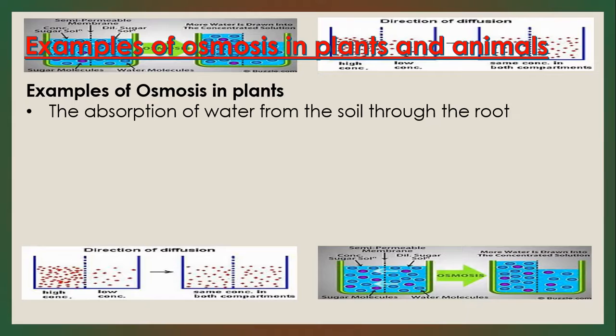Water may exist so much in the soil, and in the plants or in the roots, we have less water. So water will now move from a region where it is so much into a region where it is less, or from a region of lower solute concentration in the soil to a higher solute concentration in the root.